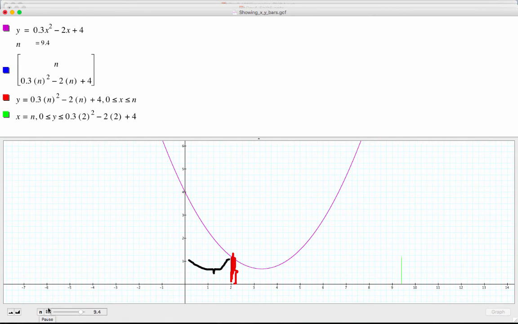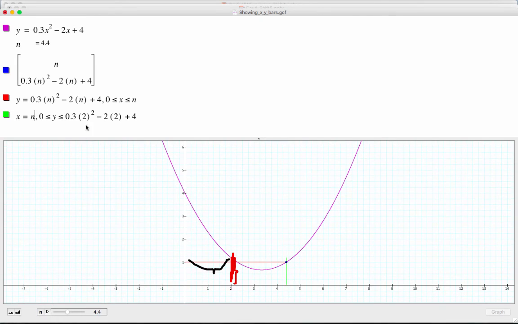It should always go up to the value of y on the graph. What's the value of y on the graph? Well, that's where you take this equation and you recalculate it for the current value of x, which is n. And now we have something that works.